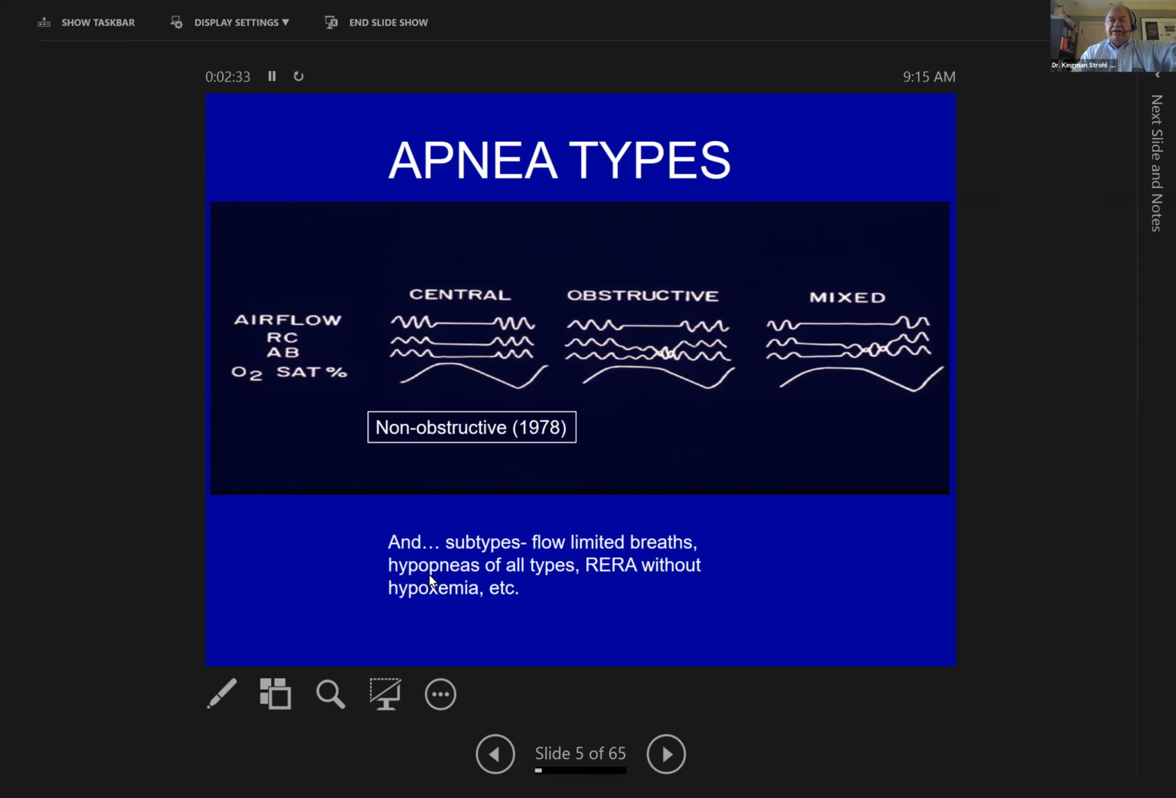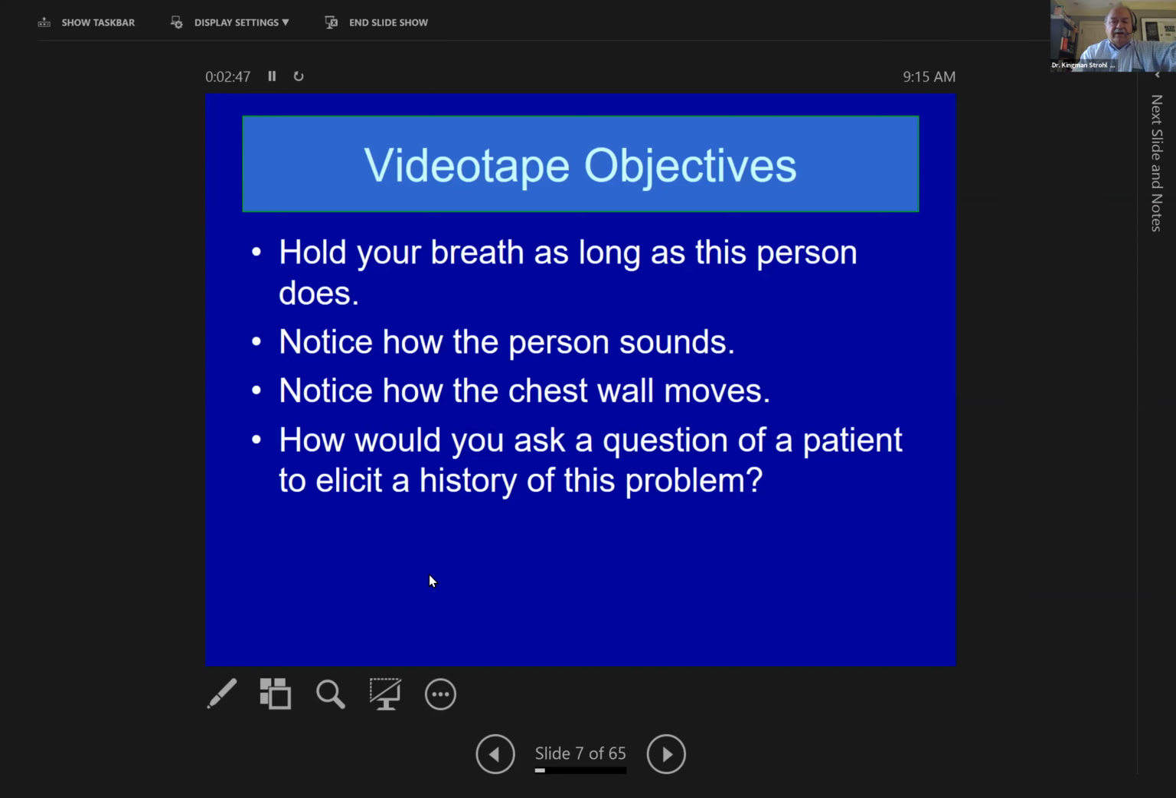So remember, these are just classifications. This is botany. That's a maple tree, that's an oak tree, that's a hickory, and you go, oh gee, but they're all trees. Yes, they're all trees. So I want you to look at this videotape, and I want you to hold your breath as long as this person does. Notice how this person sounds, how the chest wall moves, and how you would ask a question of this problem.